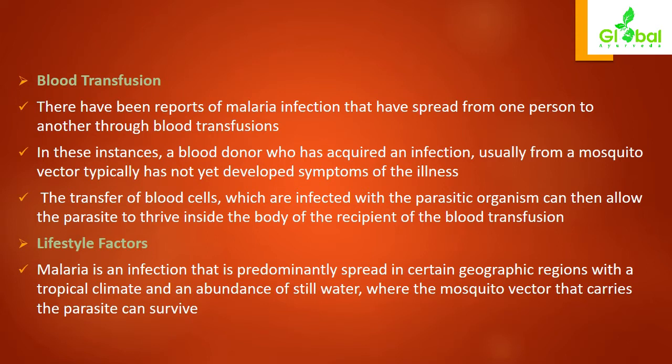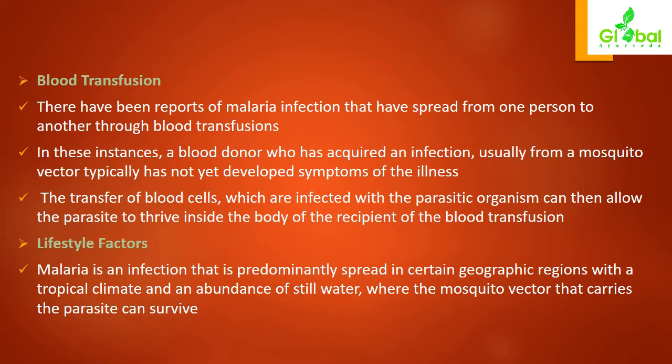The transfer of blood cells which are infected with a parasitic organism can then allow the parasite to thrive inside the body of the recipient of the blood transfusion. So anyhow, the parasite causing the infection is transmitted from one person to another through blood transfusion, and through the donor's blood it travels to the recipient's blood circulation, and there it will further mature.